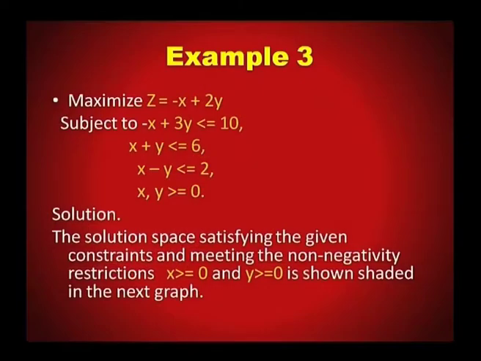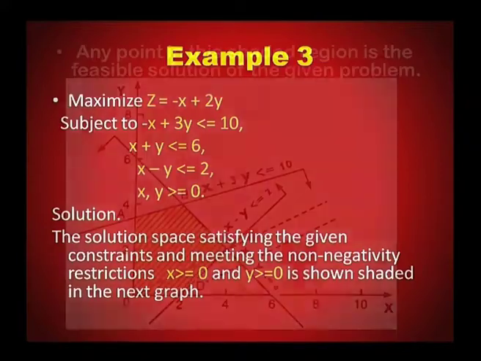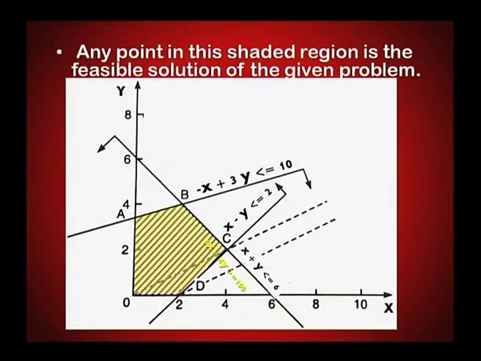Now, we will discuss example 3. Maximize z equals minus x plus 2y subject to minus x plus 3y less than or equal to 10, x plus y less than or equal to 6, x minus y less than or equal to 2, x, y greater than or equal to 0. Its solution: the solution space satisfying the given constraints and meeting the non-negativity restrictions x greater than or equal to 0 and y greater than or equal to 0 is shown in the shaded region. Any point in this shaded region is a feasible solution of the given problem.